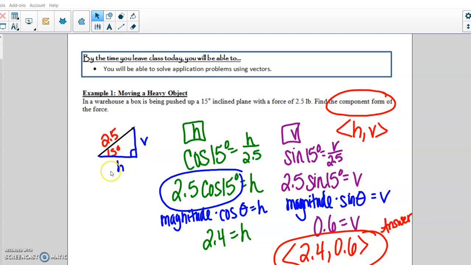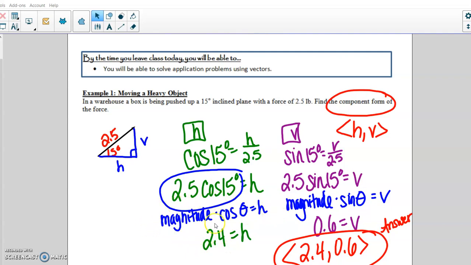So our horizontal side is the adjacent side in our triangle, and the 2.5 is the hypotenuse. So if we're looking for adjacent, and we have a hypotenuse, that means we want to use cosine. So you can set up this equation here. So you have cosine 15 equals my horizontal component over my hypotenuse, which is 2.5. Cross multiply here, so do 2.5 times cosine 15. Make sure your calculator is in degrees, and you should get 2.4.